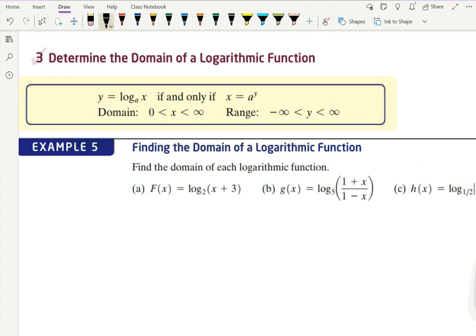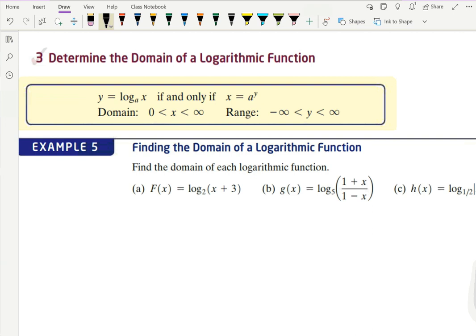And our range is going to end up being from negative infinity to infinity. Okay, so what are the y values that we end up with? So what y values can we choose as far as our exponents on a? Well, there are no restrictions on what we can use as our exponent. And since our exponent is our y value, and the y value represents our range, then the range has no restrictions. It's from negative infinity to infinity.